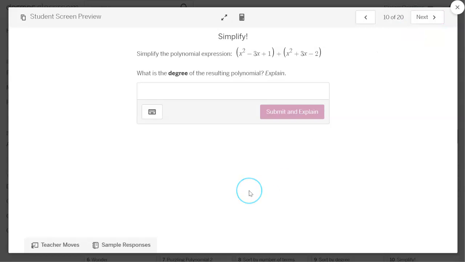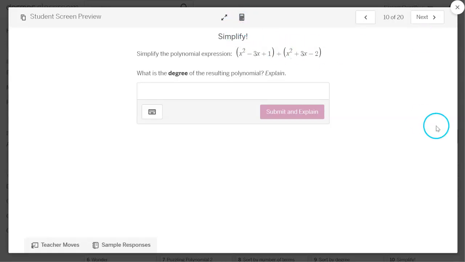And then on this one, simplify this polynomial expression. What is the degree of the resulting polynomial? So they're practicing a little bit of simplification, and here you'll probably need to discuss adding like terms. My students came to me already knowing how to simplify this type of expression, so I did not spend a lot of time on it. But if you're discovering they need time on it, then go ahead and spend the time on it.